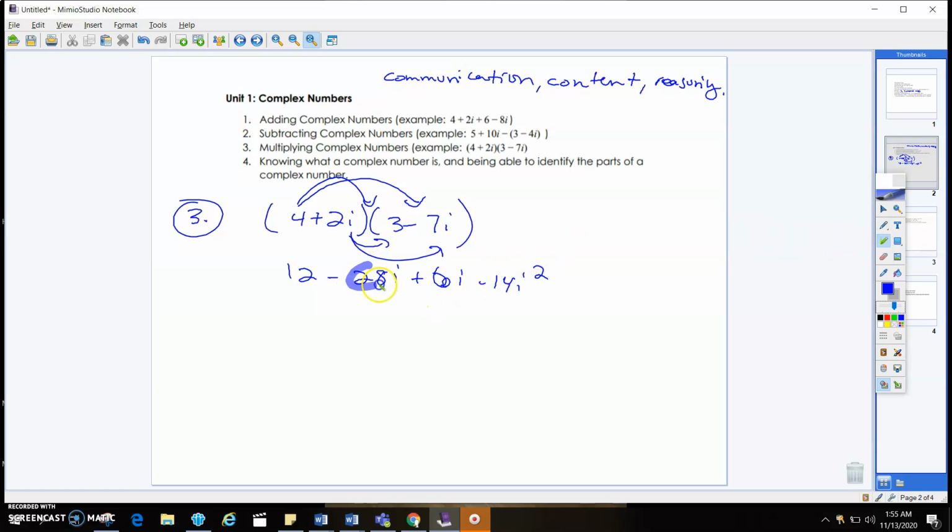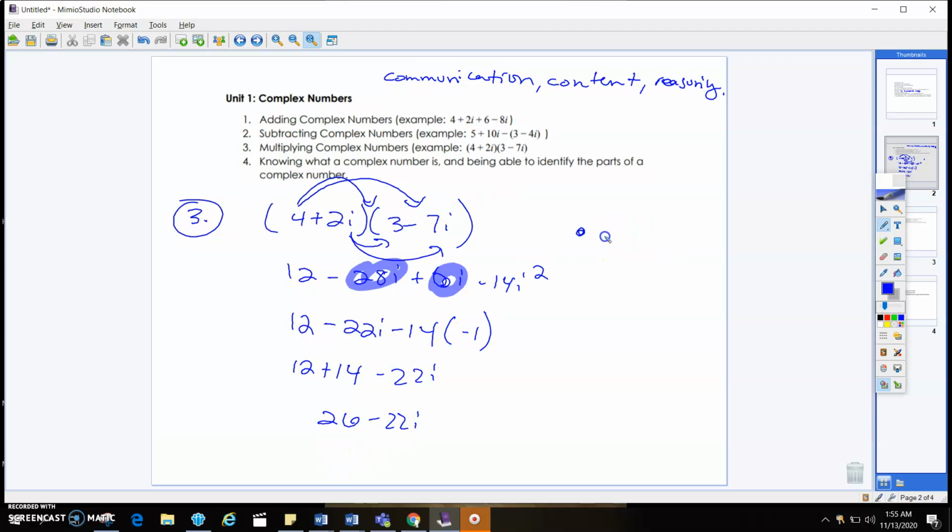Then I'm going to identify my like terms. I'm going to bring down this 12, and combine these, which is going to give me negative 22i. Then I've got this i squared that I'm going to change to a negative 1. So this will become 12 plus 14i and then minus 22i. Combine like terms. Boom.